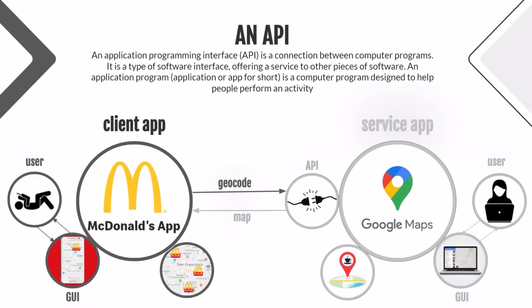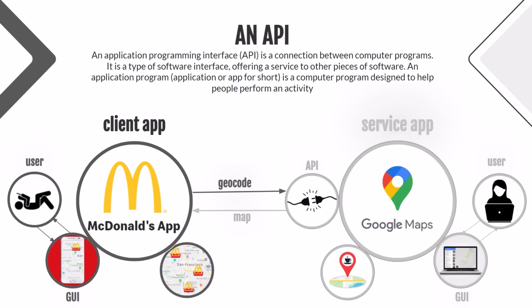Google Maps doesn't need to expose anything it doesn't want to with clients. The database, the code, the architecture, everything is hidden. Clients have very limited access to their system. Another important thing to mention is unrelated systems. Google Maps can be written in Java and McDonald's can be developed in Python. For the API, it is not a problem because it is mostly based on data. A geocode is a string and a map can be just an image.